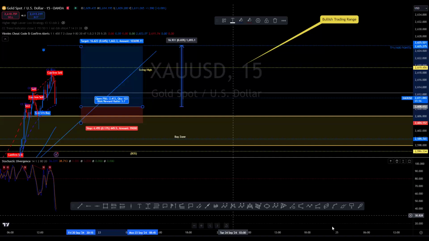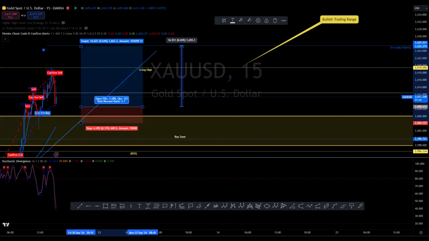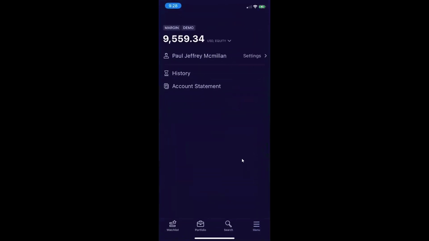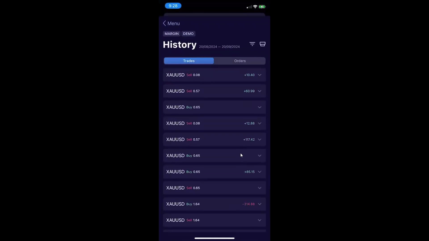All right, so I'm going to go ahead and share my results real quick here. I made $60 on the first partial trade and $10 on the second partial trade, so a total of $70. That was good.